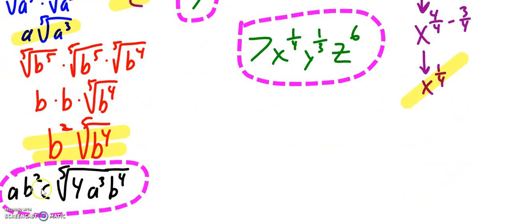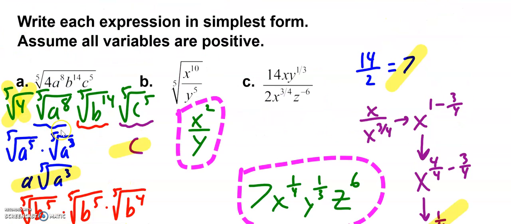Okay, so let's see what we got. So for the first one, I got a b squared c, 5th root of 4 a cubed b to the 4th. Now, a couple things to check. The exponents in here should never be larger than this number. If they are, then I can simplify more. But if you're confused, let's talk about what I did.